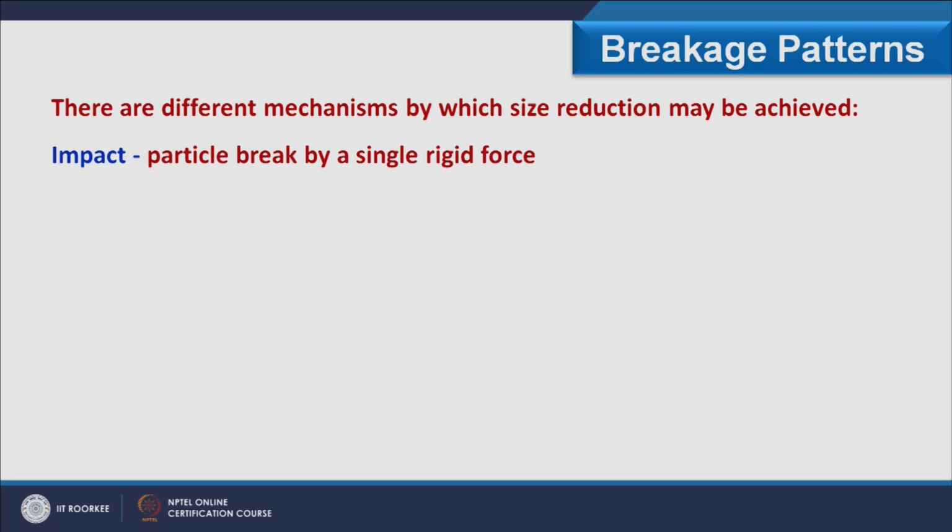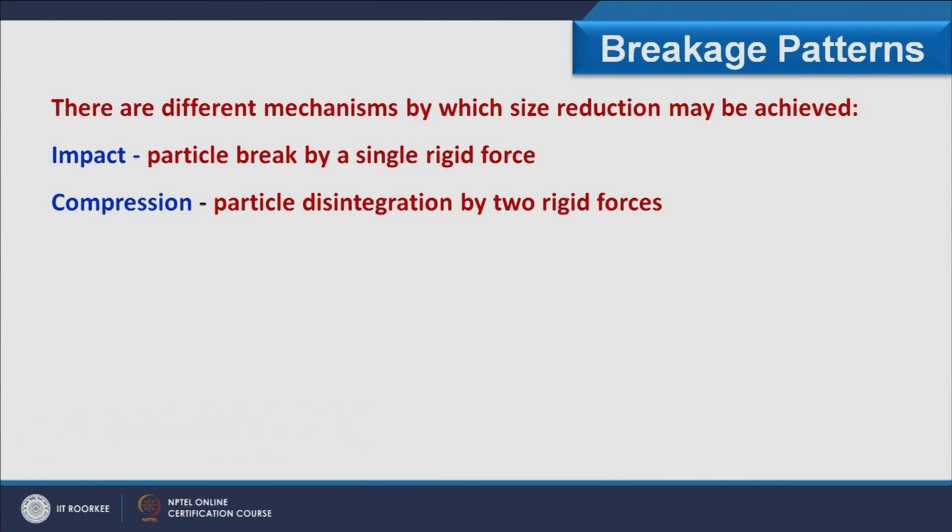Now, as far as breakage pattern is concerned, in size reduction or comminution, we follow some patterns. First one is the impact, where the particle breaks by a single rigid force. You understand that when we apply impact using a hammer, the particle can be broken. Second pattern is the compression, where particle disintegration occurs by two rigid forces. When we have two rigid forces and the particle falls in between, due to compression the particle reduces its size.